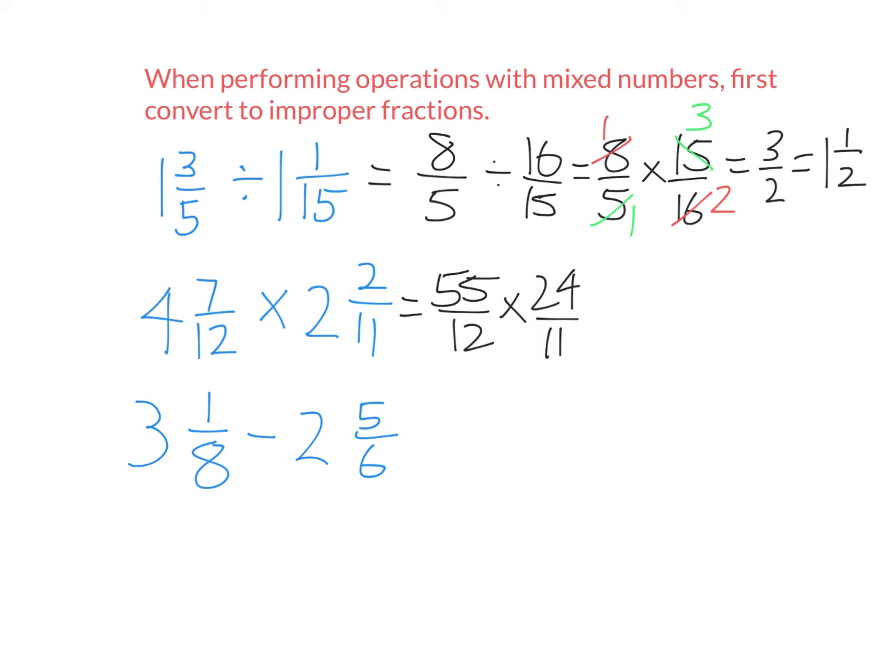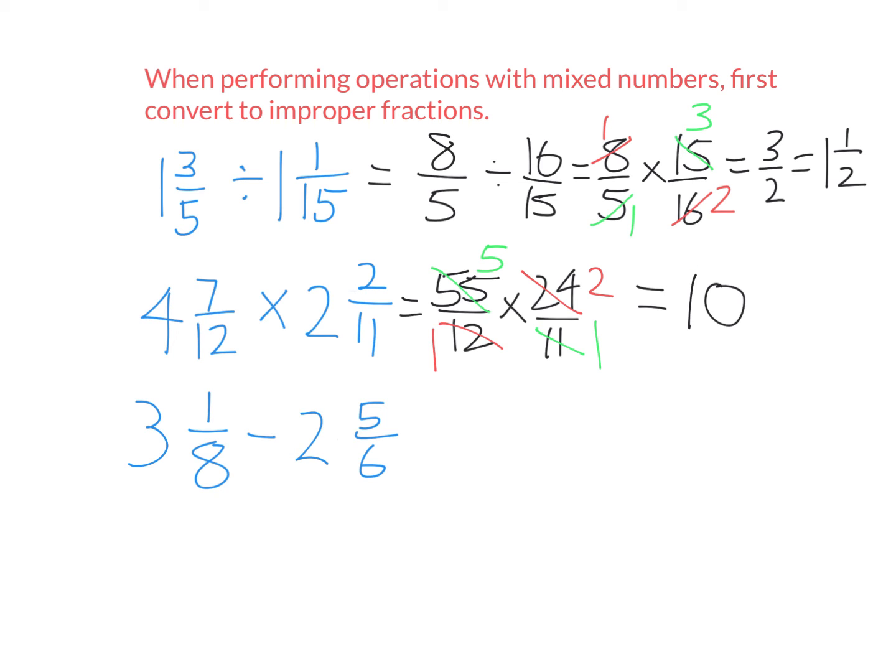So again, it would take me a while to do 55 times 24 without my calculator, so I'm going to look to cancel. 12 goes into itself once, goes into 24 twice. 11 goes into itself once, and 55 5 times. So now I just need to do 5 times 2, which is so much simpler than 55 times 24. The answer I get is just 10. Sometimes when you're operating with mixed numbers, you can get a whole number answer.